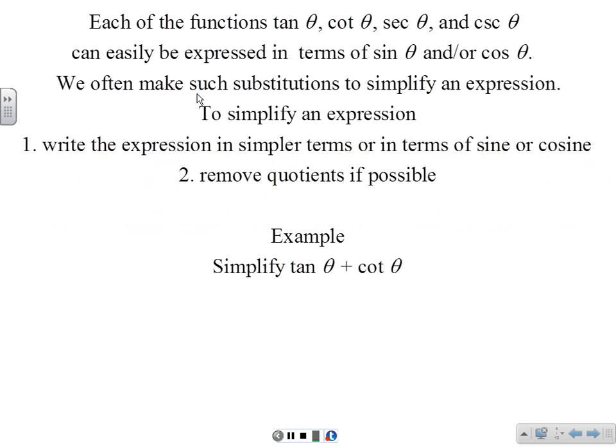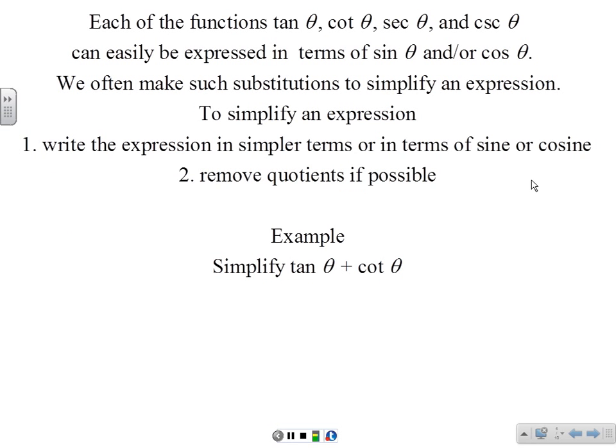Okay, so each of the functions, tangent, cotangent, secant, and cosecant, can easily be expressed in terms of sine and or cosine. And so we often make substitutions to simplify expressions, and this is going to help us to simplify some trigonometric functions. To simplify an expression, the first thing we're going to do is write the expression in simpler terms or in terms of sine or cosine, whichever one is going to make things a little bit easier. And then we're going to remove the quotients if possible. So let's look at this one.